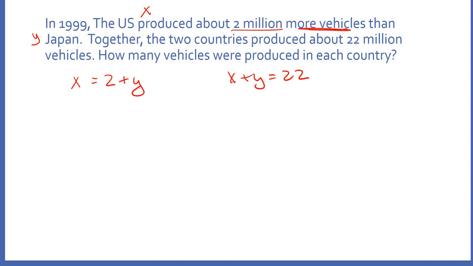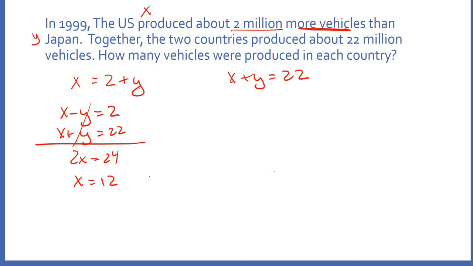Now, if I want to use elimination, I need to bring this y to the other side. x minus y equals 2. I'm going to line it up with my other equation, and I can add because my y's are opposites. 2x equals 24, so x equals 12. Substituting that back in, I'm going to use this equation, and I see that y equals 10.